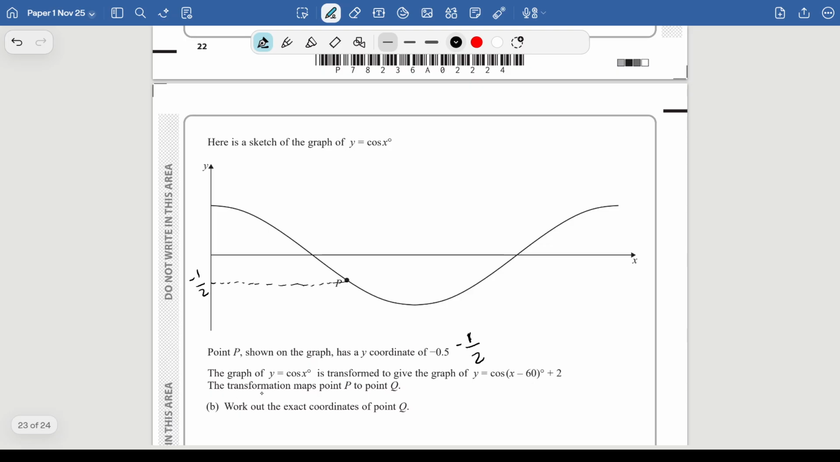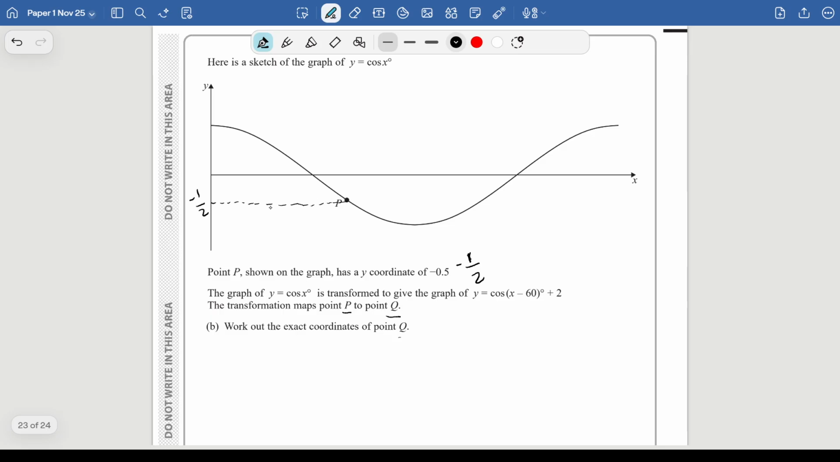Now you have to transform. The transformation maps point P to point Q. Work out the coordinates of point Q. So we have to find where this point P will be transformed to, using this transformation of the graph. Before we do that, we need to first find the coordinates of point P. We know the y value of P is negative half.